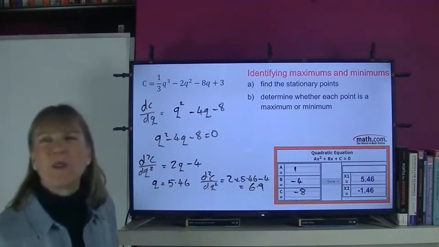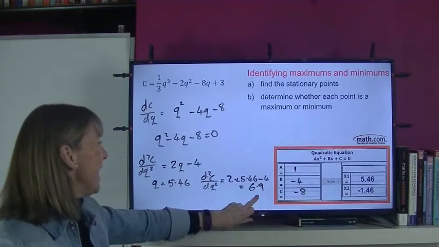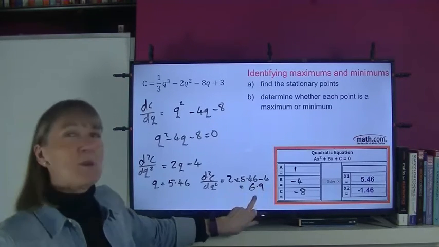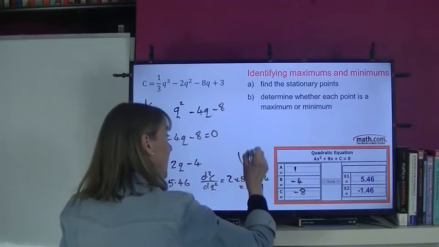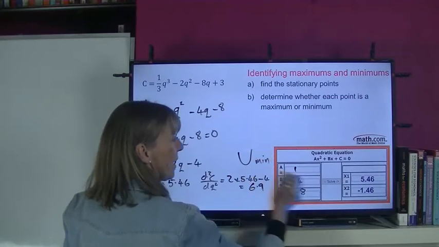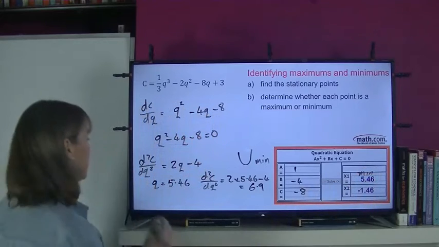In actual fact, we're not really interested in the size of it. We're only interested if it's positive or negative. So we could tell that was going to be a positive number. So that's a positive number. Positive people are smiley people, so we know that one's a minimum. So that one's probably a maximum, but let's just check.